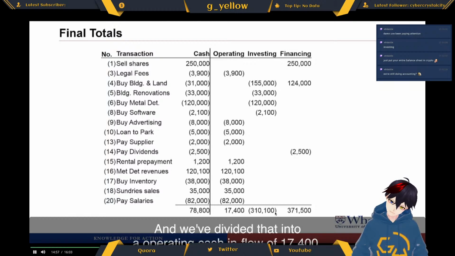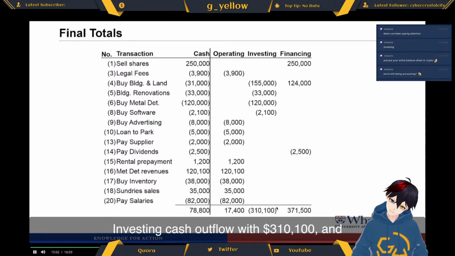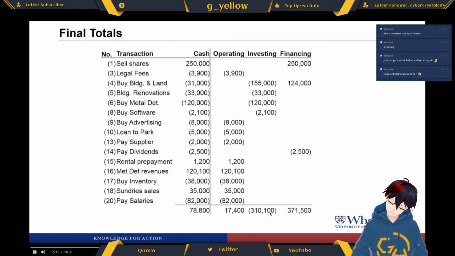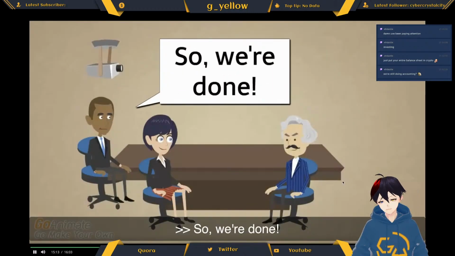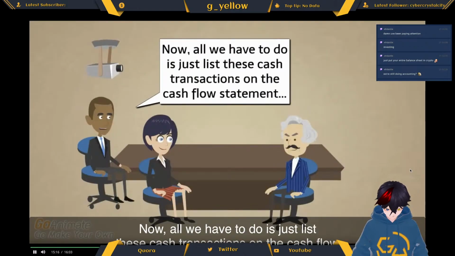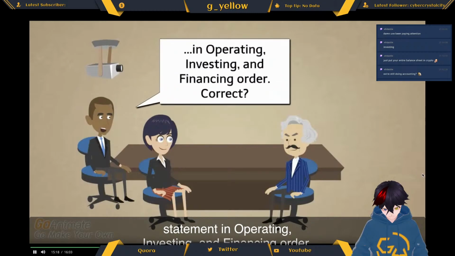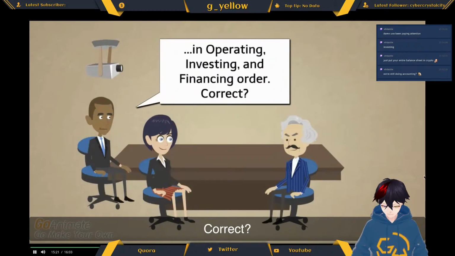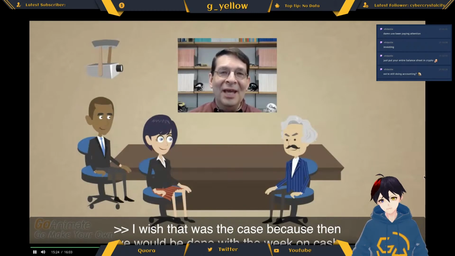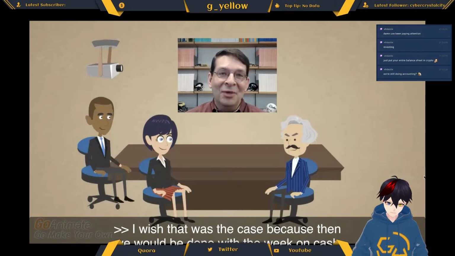And we've divided that into an operating cash inflow of $17,400, an investing cash outflow of $310,100, and a financing cash inflow, mostly from issuing shares, of $371,500. So, we're done. Now, all we have to do is just list these cash transactions on the cash flow statement, in operating, investing, and financing order. Correct? I wish that was the case, because then we would be done with the week on cash flow statements.